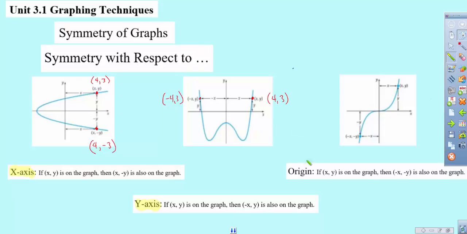Then our third type of symmetry is going to be symmetry over the origin. And when you have symmetry over the origin, we'll use the same numbers just for the sake of conversation. So 4, 3. That means when we're down here, the symmetrical point would be negative 4, negative 3. And so at this point we can see, when you have symmetry over the origin, that means both your x and your y signs are going to switch.